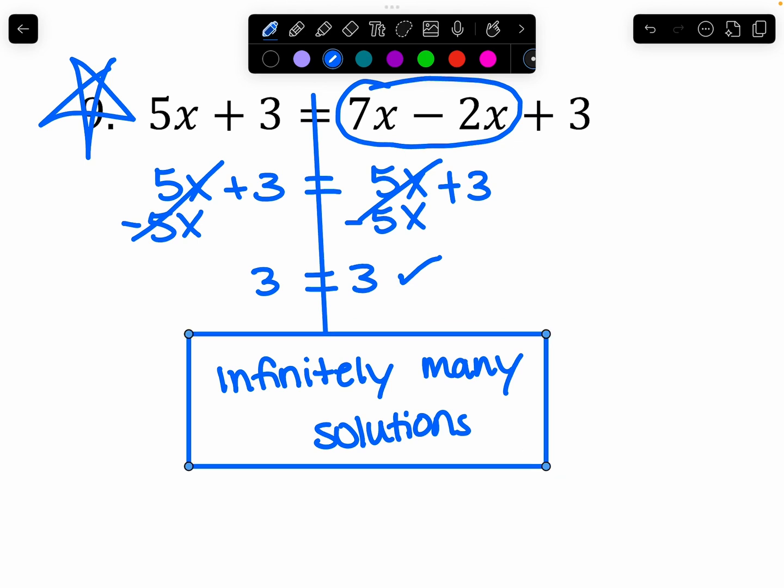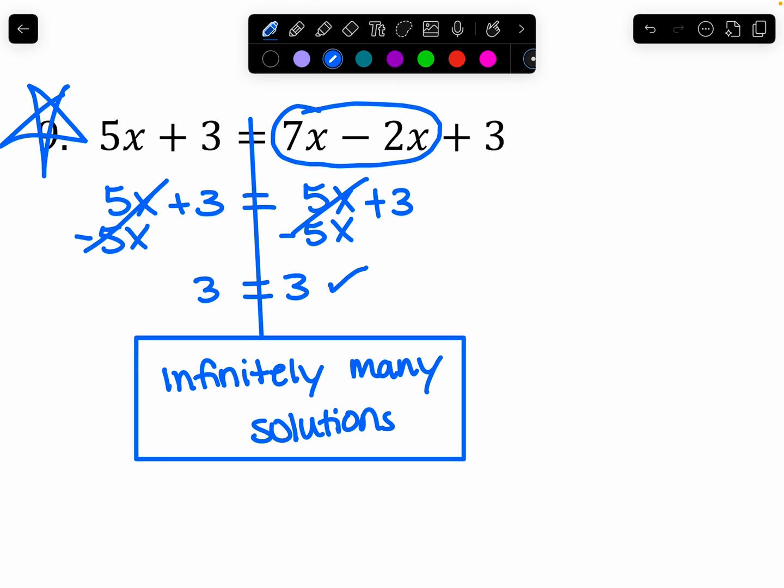What this means is when you get infinitely many solutions, that means that you can plug in any value for x that you could ever dream of. And when you plug it in, it's always going to be true. Your equation will always be something that is true. So for example, let's say that just for funsies, I pick that I want my x to be 7. I'm going to plug in 7 anywhere that I see an x.